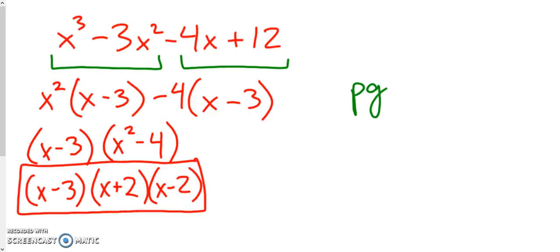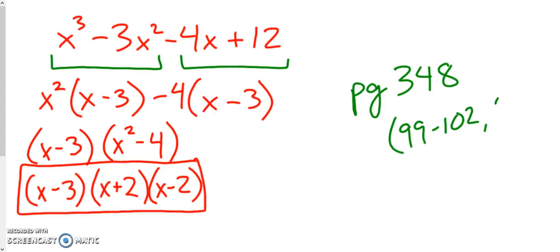I had to look up because there were two problems on this assignment that I didn't actually cover, so I had to look up which two to omit. And they happened to be 103 and 104. So this will be page 348. I want 99 through 102 and 105 through 108. Happy factoring.